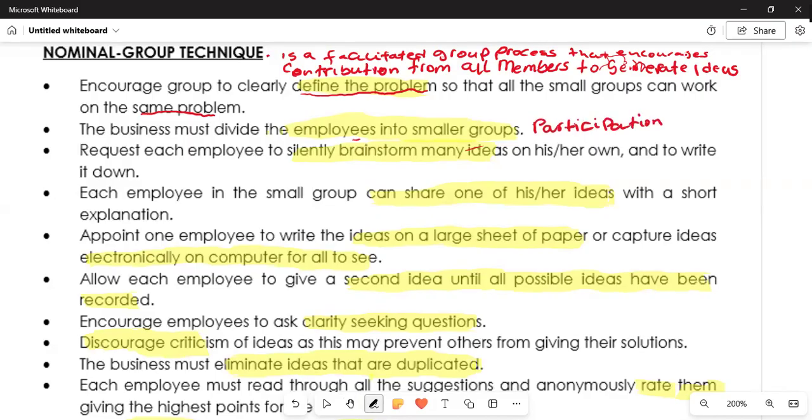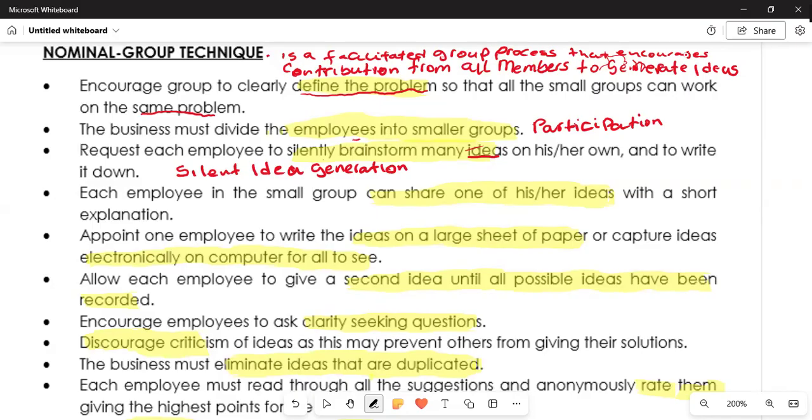So request each employee silently to brainstorm ideas on his or her own and write them down. So that is when we are talking about silent idea generation. So participants, this is where the participants write down their ideas individually. That's what it means.